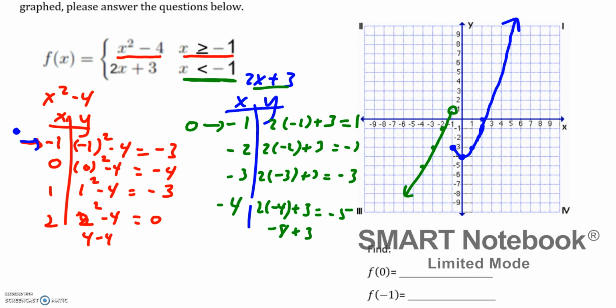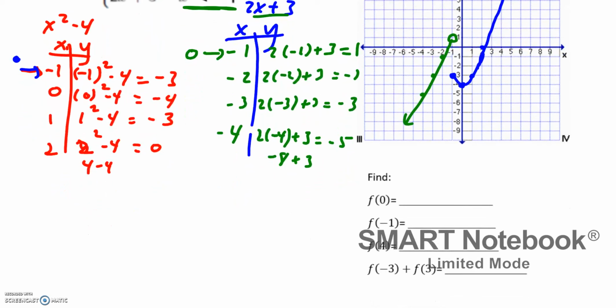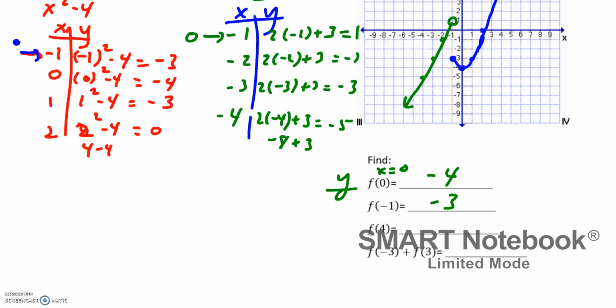Now that I have that graph, I can answer the questions below. So if I would like to find f of 0, this is when the x value is 0 and we want to find our y values. So at 0, the y value is -4. And I also can see that from my table. F of -1, we have two possibilities. We have the filled in dot and the hole. The graph only exists here at the filled in dot, so the y value is -3.